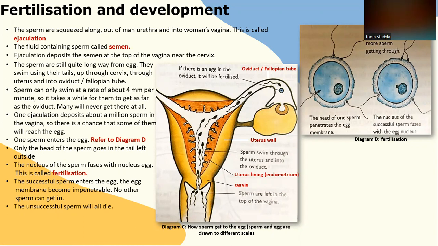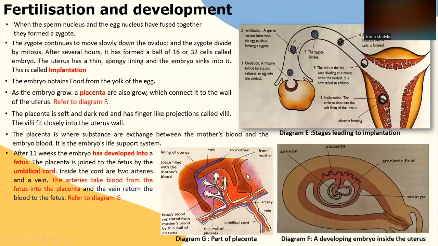This is called fertilization. When the successful sperm enters the egg, the egg's membrane becomes impenetrable. No other sperm can get in. The unsuccessful sperm will all die. When the sperm nucleus and the egg nucleus have fused together, they form a zygote. The zygote continues to move slowly down the oviduct and divides by mitosis. After several hours, it has formed a ball of 16 or 32 cells called an embryo.